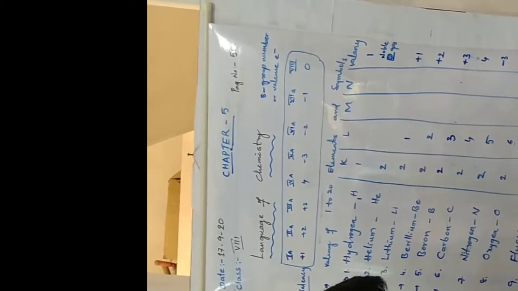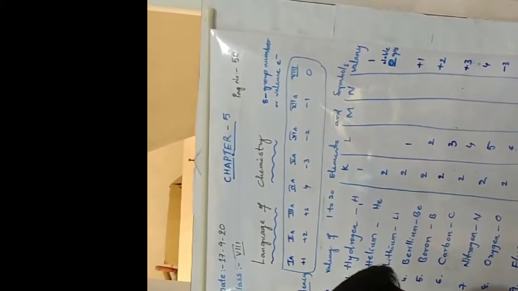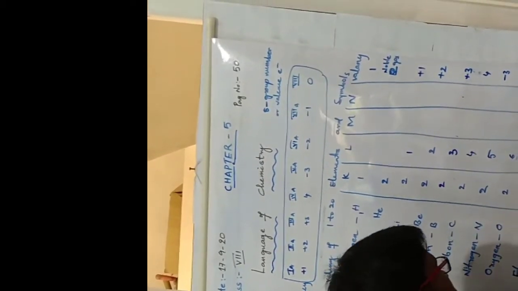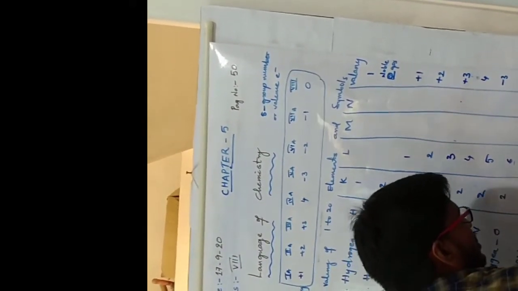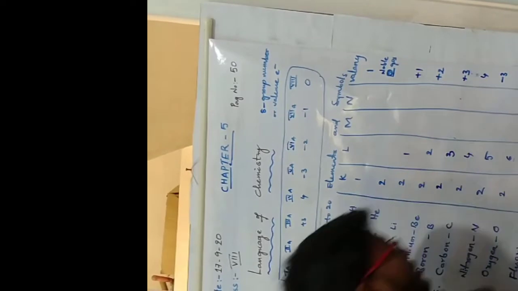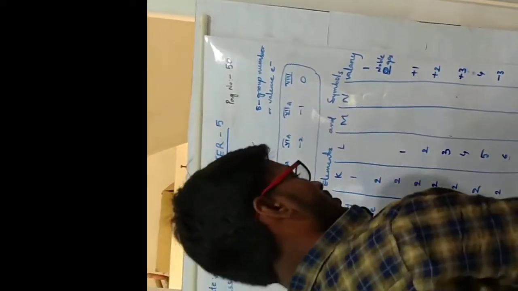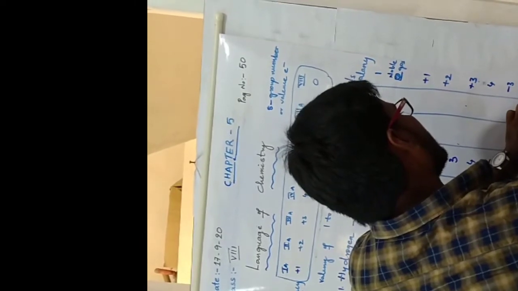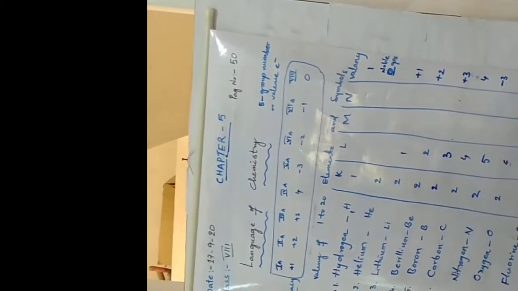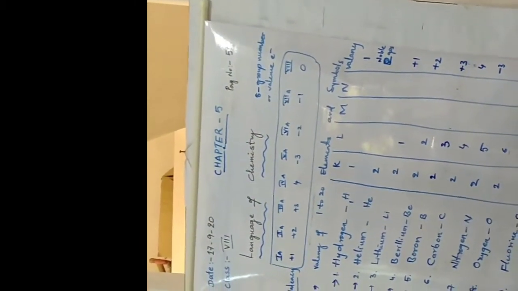And next one, 10th one, neon. Symbol of neon, Ne. Electronic configuration 1s2, 2s2, 2p6. That means 8 electrons in the outermost shell. So what is the valency? 8 minus 8, 0. So it is considered a 0 group element or noble gas element.